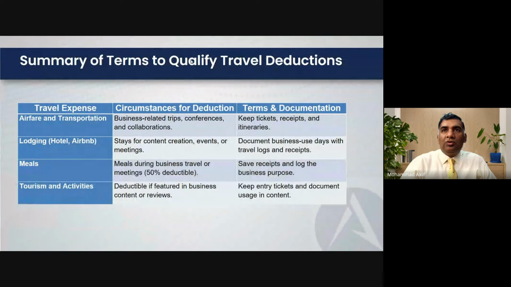All right, so this was a summary of some of the things you can deduct when you travel. Again, the key point here is that you plan ahead, you document everything, and then we should be able to deduct those. If there is no documentation and everything is just word of mouth, it will be hard to prove when it comes time to audit. So make sure that everything is documented, make sure that everything is listed, and a lot of meetings are planned ahead.